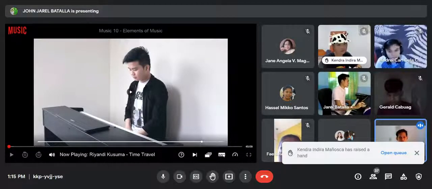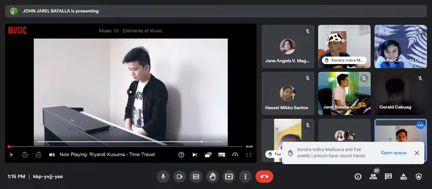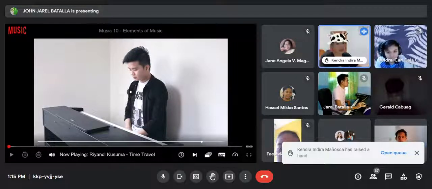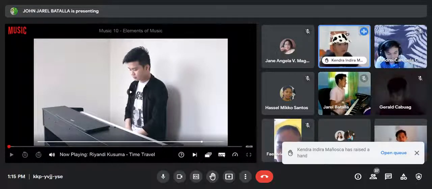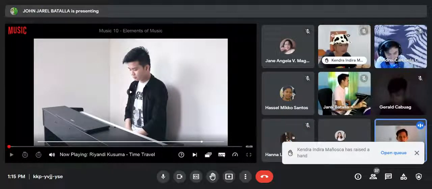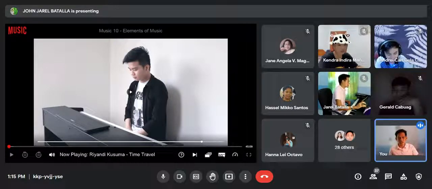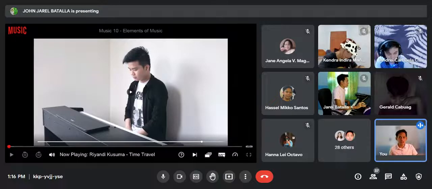Okay, who else? Any observation? Yes, Kendra. Sir, it is using piano, but it has different sounds, like violin and viola. Yes, he's using piano but with different sounds. Very good observation. Anyone? Okay, another observation?